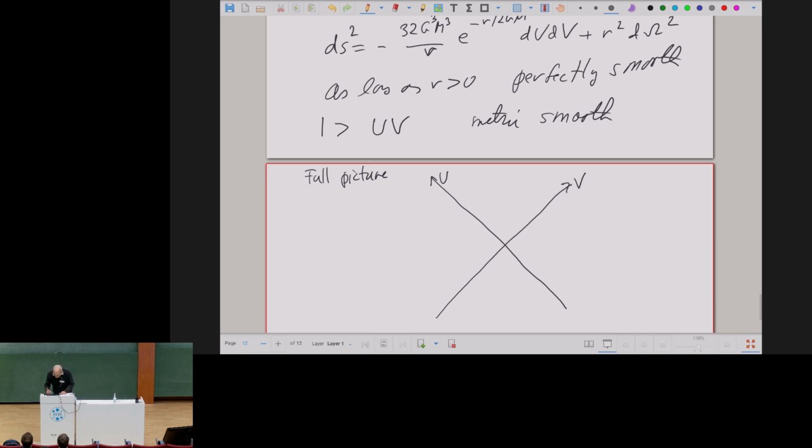And then uv equals 1 is this hyperboloid. And uv equals 1 is a two-sided hyperboloid. U and v could be either both positive or both negative. And so the spacetime ends when uv is 1. But it's got two asymptotically flat regions.